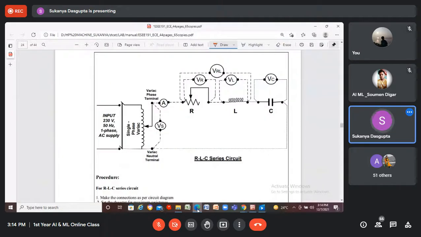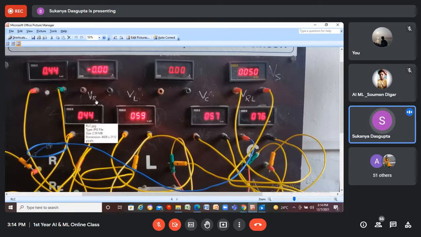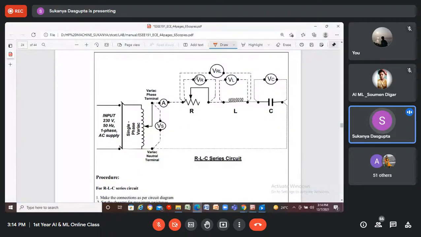So in the diagram, please go back to the diagram. Suppose this is the voltmeter marked as VR in this figure. So what you will do with the cable or wires, you will join this terminal with the initial terminal of the resistance and this terminal with the end terminal of the resistance. Okay. Similarly, you will join VL with this inductor. You will join VC with these two terminals. You will join VRL with these two terminals. Right? So that voltage across this coil can be measured.